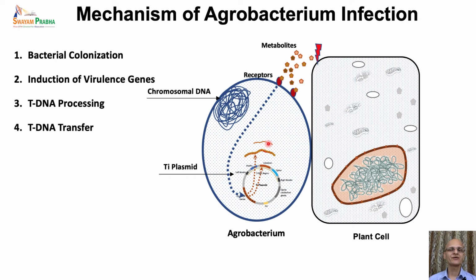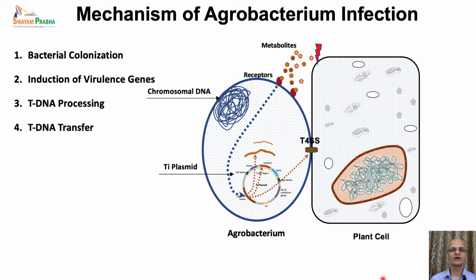But in order to transfer to the plant cell, there should be some communication channel between the two cells. So the third job of these proteins is to create a communication channel between the two cells, that is the agrobacterium cell and the plant cell. So while the tDNA is being prepared and packaged, this communication channel is also established.